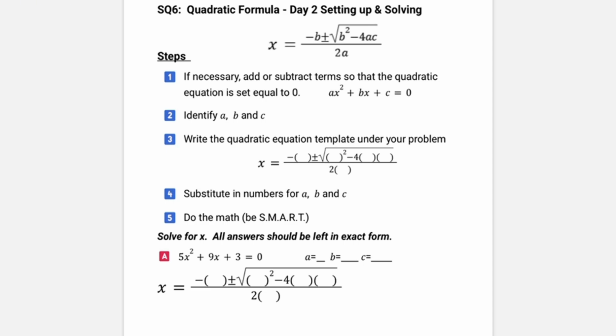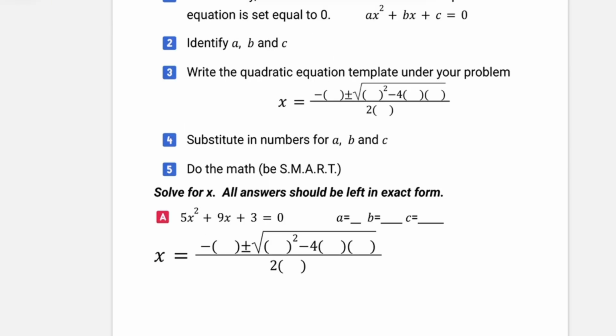So step 1, if necessary, add or subtract terms so that the quadratic equation is set equal to 0. Identify your A, B, and C. Write the quadratic equation template under your problem. What this means is you are going to fill out the quadratic equation, putting in parentheses every time you see a variable so that you can go back in and plug in those values. That's what you do in step 4. And step 5 we talked about yesterday, which is do the math.